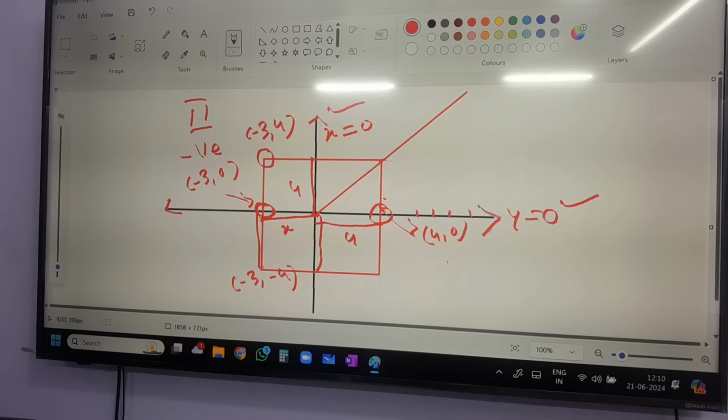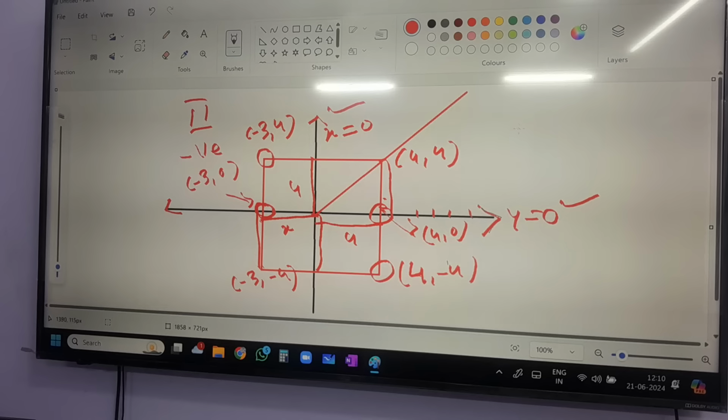Now, if this height is 4, then this point's coordinate will be (4, 4). And what about this point? Here x is 4 and y height also took 4. So it will be, let's say, x is 4, so positive, and y is minus 4.